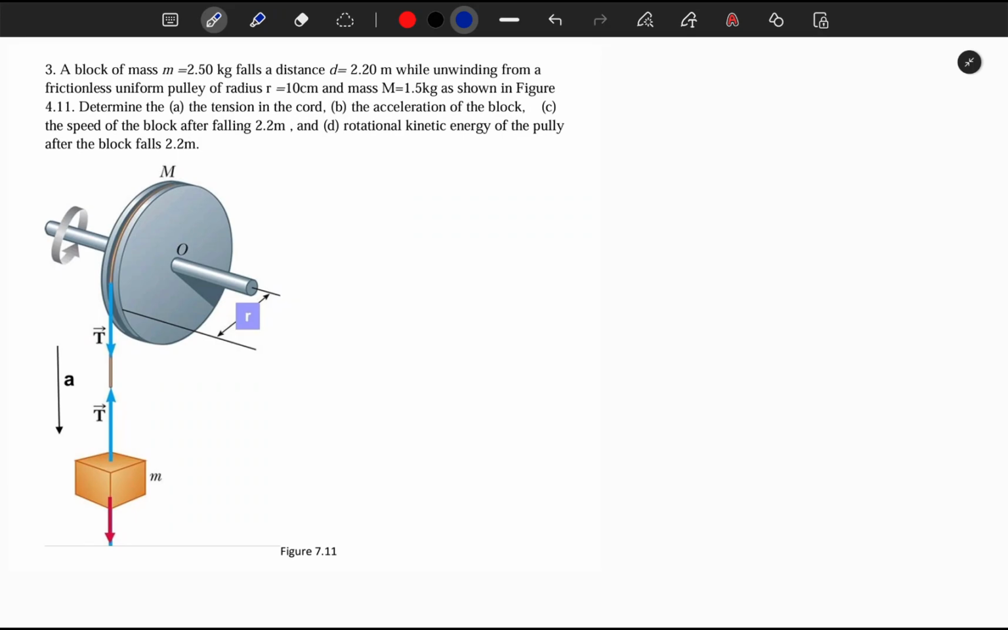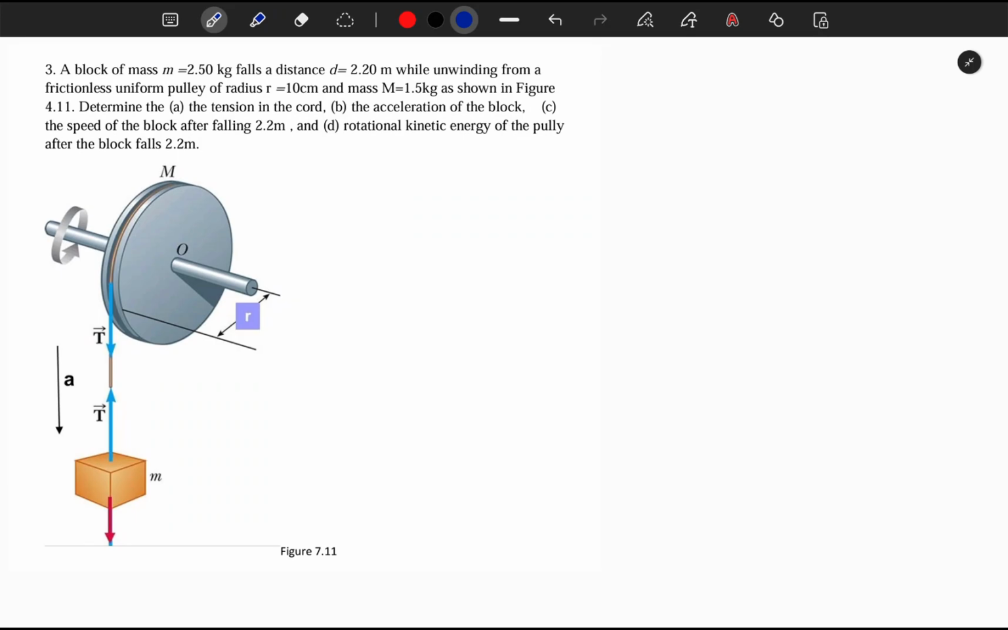This is one of the questions coming from Rotational Dynamics. It says a block of mass m, 2.5 kg, falls a distance 2.20 meters while unwinding from a frictionless uniform pulley of radius 10 centimeters and mass 1.5 kilograms, as this figure shows. Determine the tension in the cord, the acceleration of the block, the speed of the block after falling 2.2 meters, and the rotational kinetic energy of the pulley after the block falls 2.2 meters.